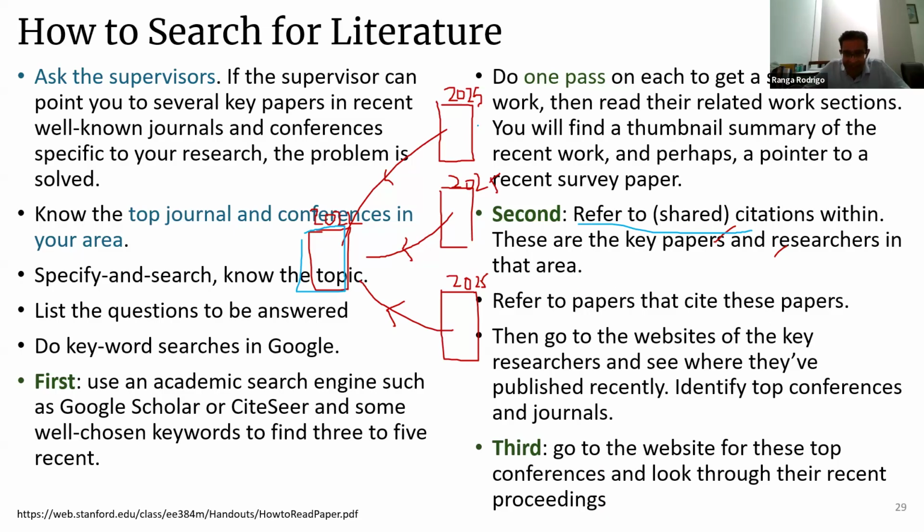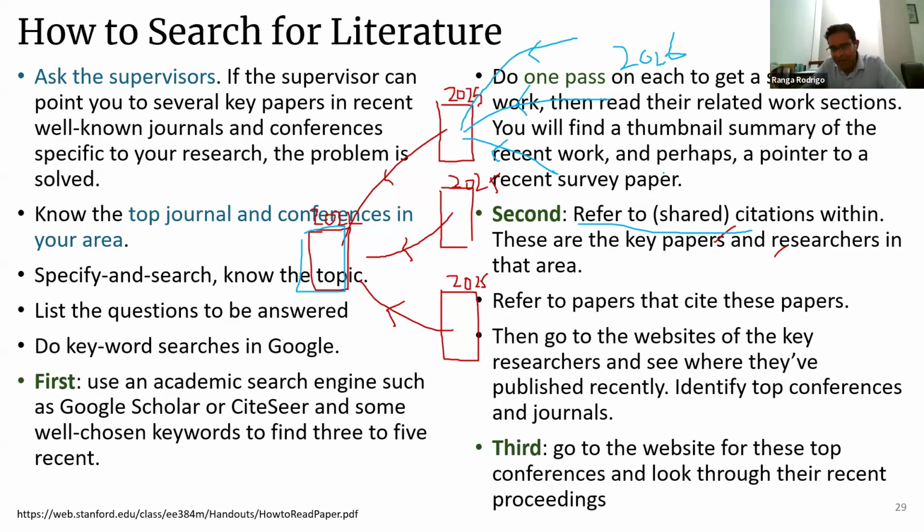Now after that, you have the shared citations. So you found them, and then you go to Google Scholar and find all the papers that cite these papers. That means papers in late 2025 and 2026. Are they in important forums? If they are in important forums, those papers you must also look at. Then after that, you are current. Your literature knowledge is current up to 2026.